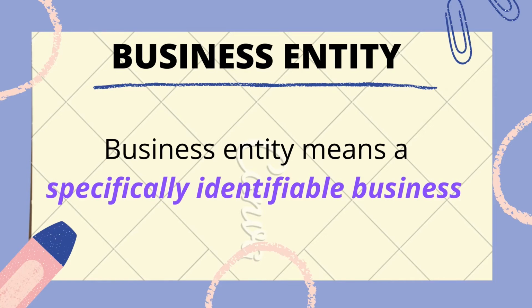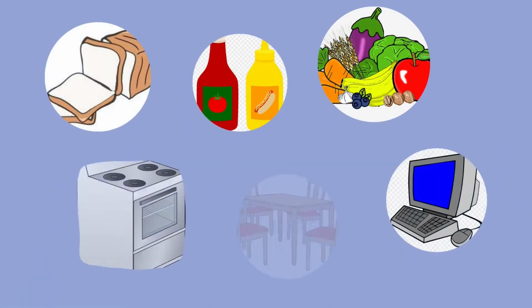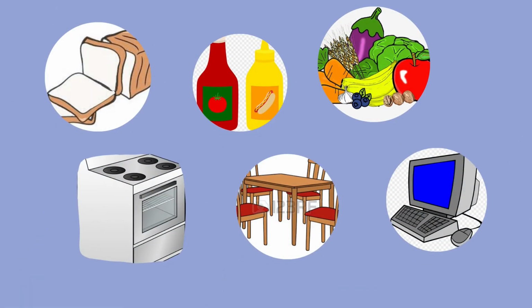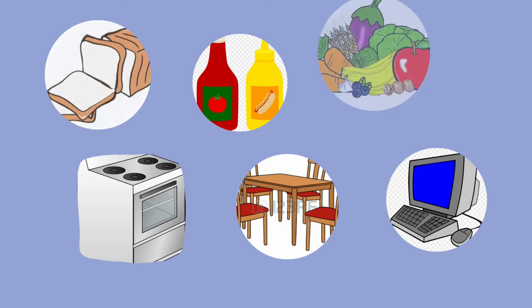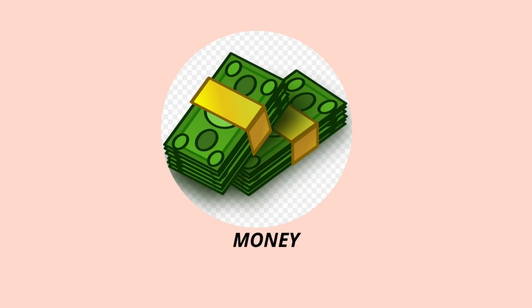What does he need to do next? He needs to buy a set of stove, grill and chimney, a computer for billing, chair and table for customers to sit, bread, sauces, vegetables and toppings. What do you think he needs to spend on all of these? Obviously, he needs money. He needs money to put into his business. Let's give this money a name. Let's call it capital.